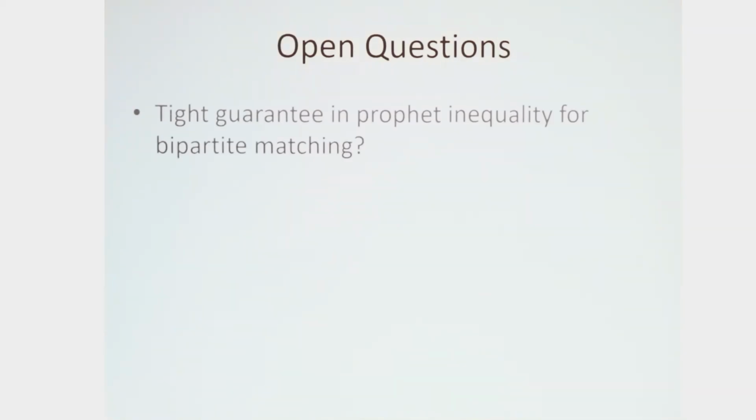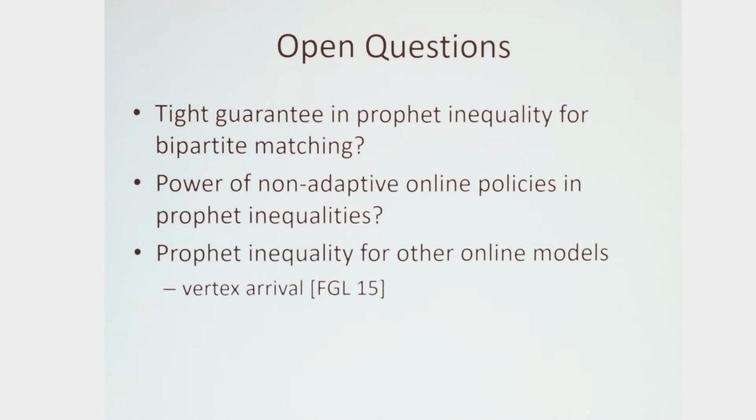All right, I want to conclude with a list of open questions. It's actually interesting to get the tight profit inequality for bipartite matching. And also I hope I convinced you that non-adaptive online policies are extremely simple, but also they're pretty powerful. They give good approximation guarantees. So it's interesting to ask what happens for non-adaptive online policies in other settings.